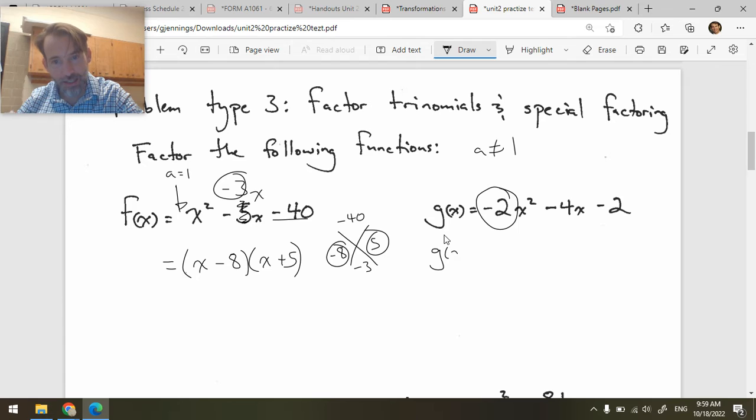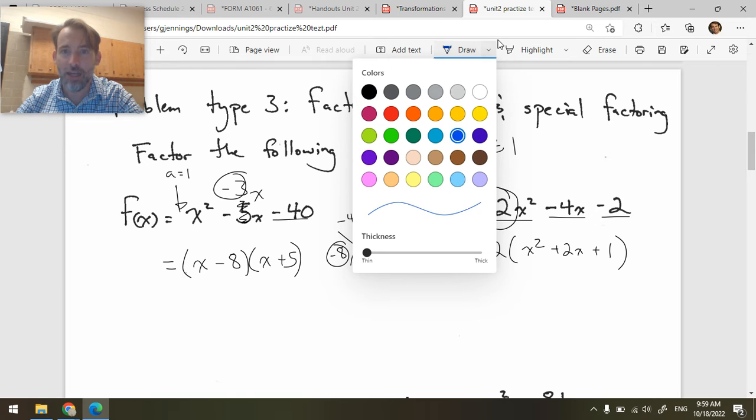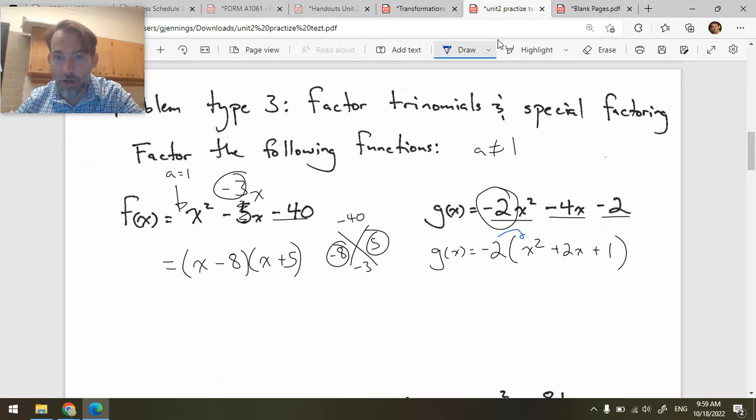So g of x is equal to, let's factor out that minus 2 from everything. If I divide this term by minus 2, I just get x squared. This term by minus 2, I get plus 2x. And this term by minus 2, I get plus 1. Notice that if I then used the distributive property to undo what I just did, I would get this line exactly again.